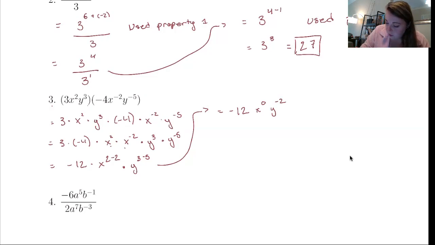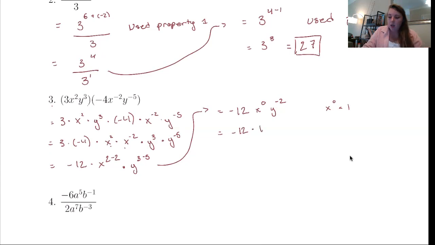All right, so now I'm not done simplifying, right? I told you we need a number and then one of each of our variables, but there's more that we can do. I know there's more properties that I can apply. Well, I know that x to the 0 is going to equal 1. So it's going to be -12 times 1.